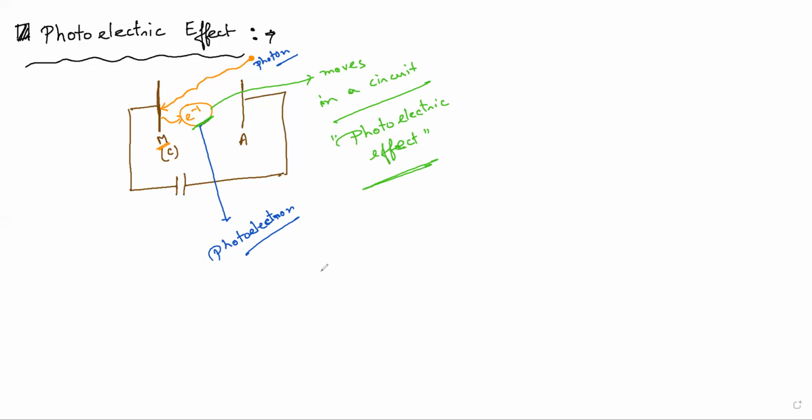So what is photoelectric effect? Due to the presence of photon, from some metal, electrons get ejected out. These electrons are called photoelectrons because in presence of photon, electrons are ejected out. After removal of electron, this electron moves in a circuit. This effect is called photoelectric effect. Is it clear? Any doubt? And the metal from where the electron is ejected out is called photosensitive metal.